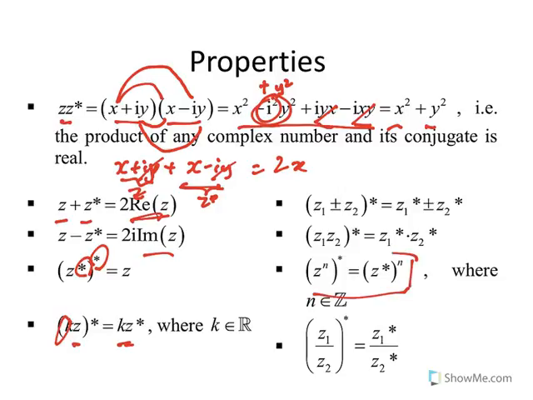We will revisit this later. If you look at this one, it looks a bit confusing. I'll show you this later, when we go into the exponential form of a complex number, we'll revisit this. For now, let's just accept this first. You'll see why it works.